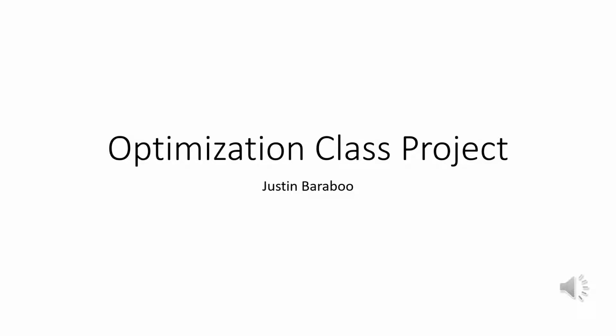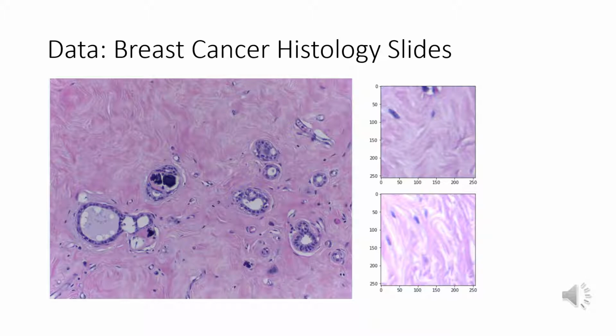Hi everyone, my name is Justin Baraboo, and today I'm going to be talking about the project I did for the EECS 395 course at Northwestern of optimization for deep learning. For this project, I'm looking at the ICIAR challenge that one of my colleagues, Haben Burhan, wrote a DenseNet CNN for to enter the challenge, and I'm going to be looking at optimizing that.